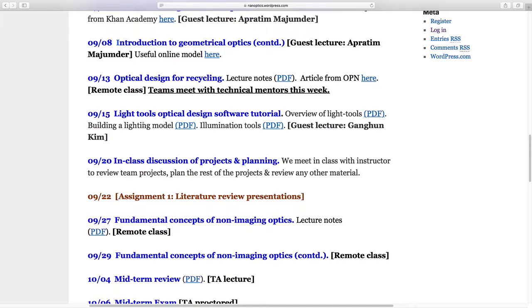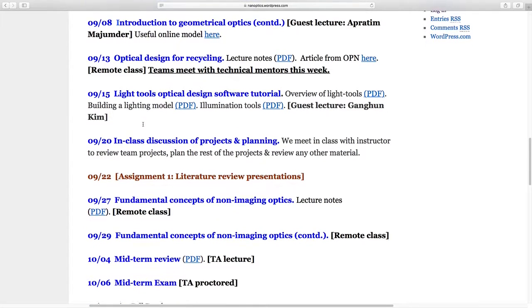It's a tool that you can use to simulate optical systems, including solar concentrators, daylighting systems, all that kind of stuff. So I recommend that.